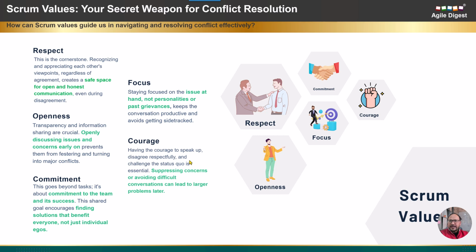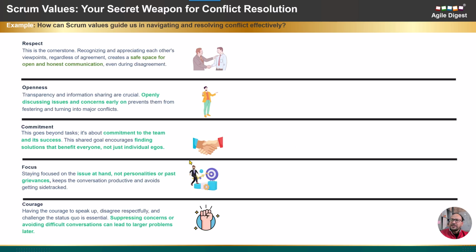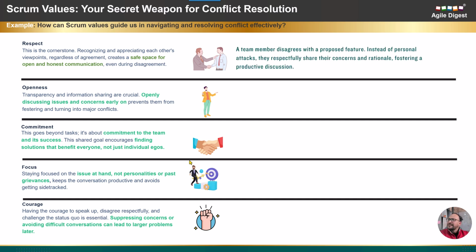And finally, we'll go for courage. Having the courage to speak up about disagreements respectfully and challenge the status quo is essential. So suppressing concerns or avoiding difficult conversations can lead to a larger problem later. Let's look into a couple of examples of those values. So if I talk about respect, how respect can help. Let's look into this example. A team member disagrees with a proposed feature. Instead of a personal attack, they respectfully share their concern and rationale, fostering a productive discussion. So this is what you should follow to avoid any kind of future conflicts.